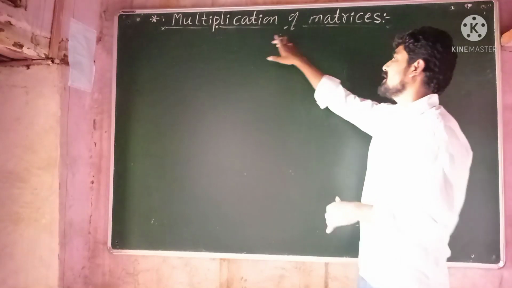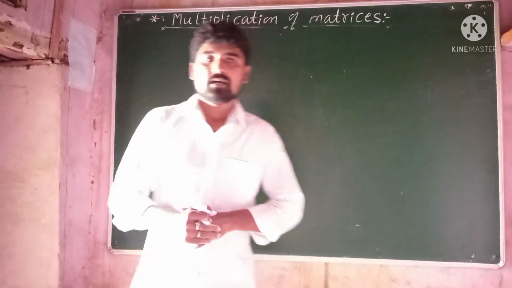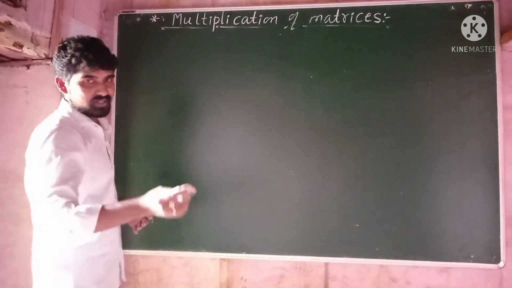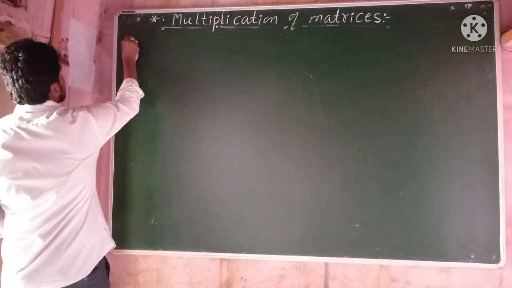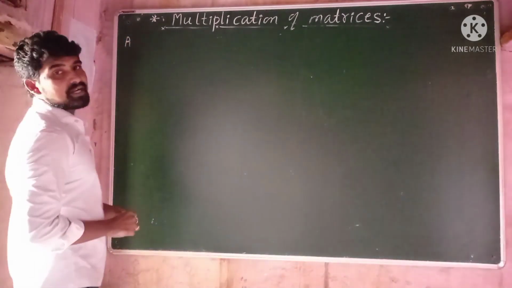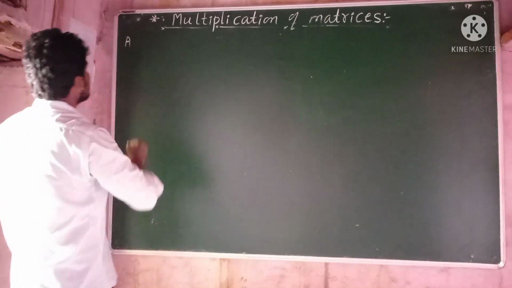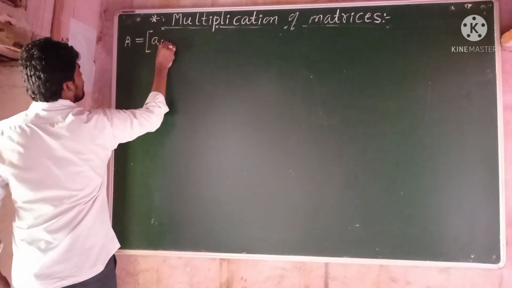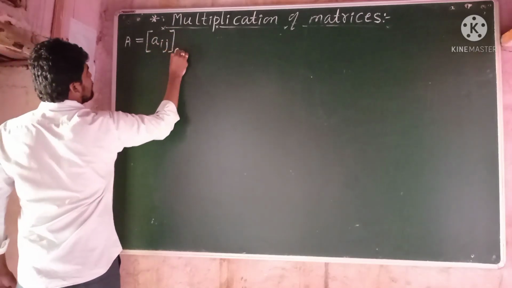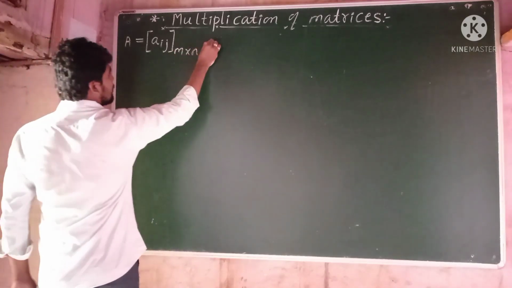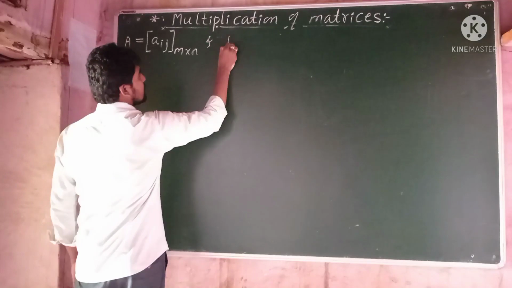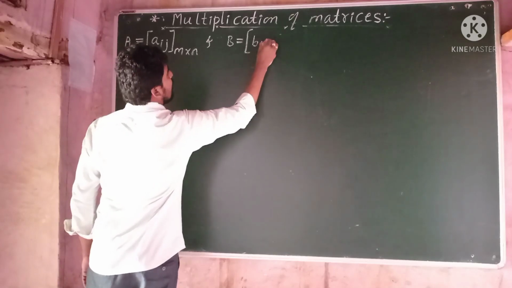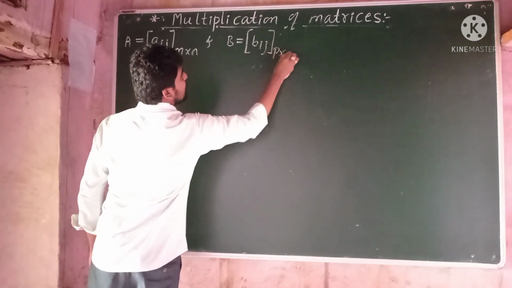Now the next one is multiplication of matrices. When is multiplication of matrices possible? For that, let A and B be any two matrices. Let A be a matrix of order m cross n and B be another matrix of order p cross q.